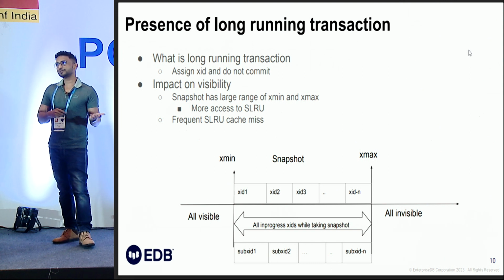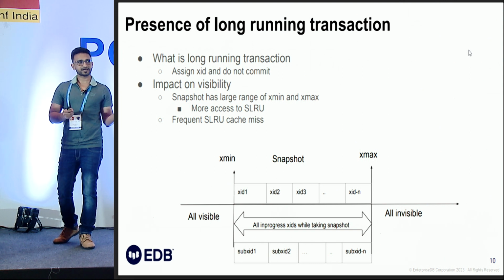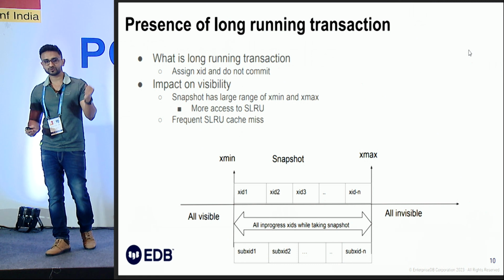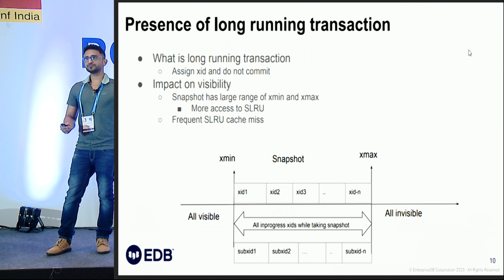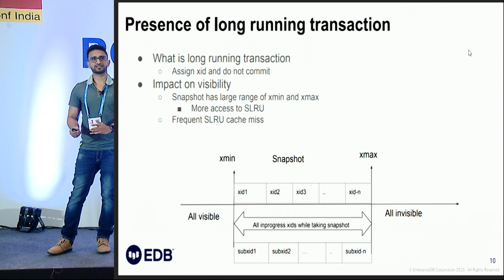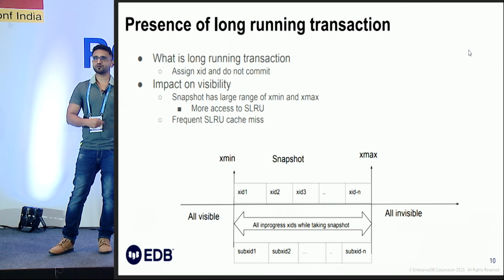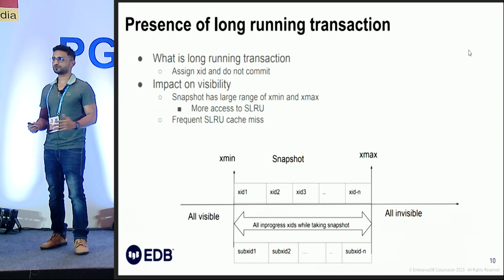So now, for the visibility check, we pick the transaction ID from the tuple and look into the snapshot, and if it is below xmin, you are all good. You can just skip anything, whether it is overflow or not overflow, you don't bother.